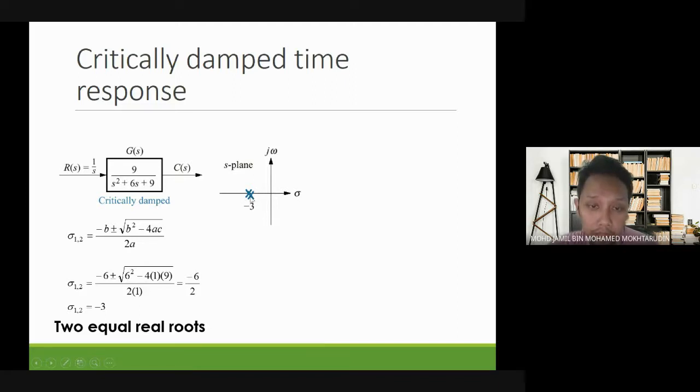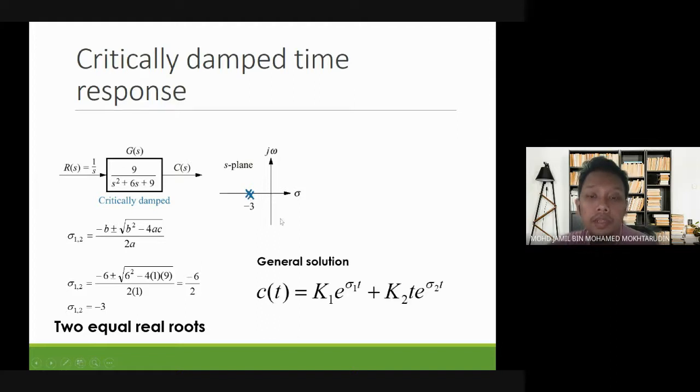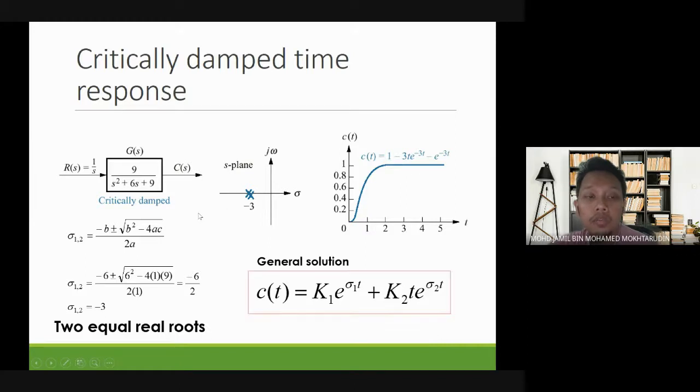So the plot looks different, but actually it's the same, it's just to show that there are two. Okay, so the general solution is this one. And if you plot the time response, it's this shape, okay. So for critically damped, your poles will be two poles but equal in value and real values, okay.